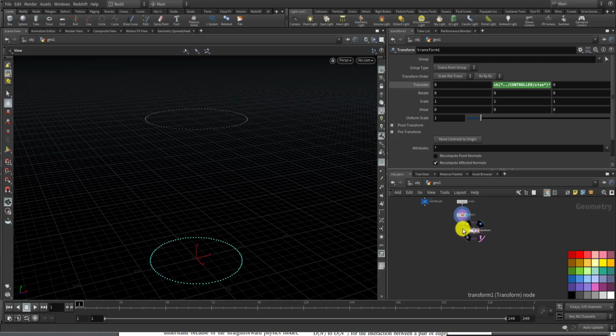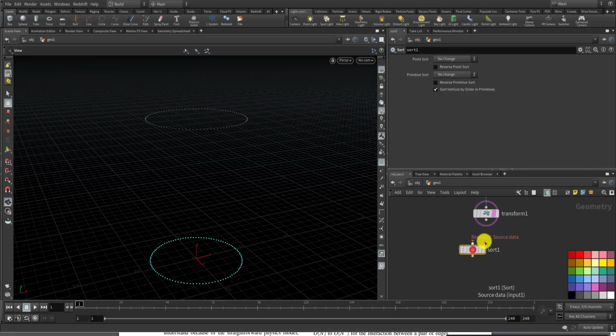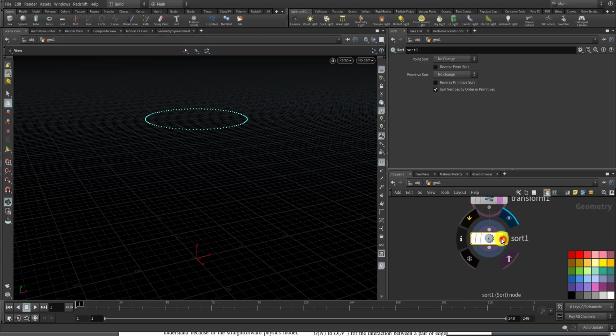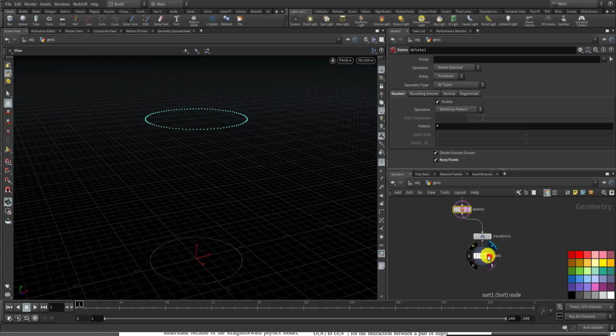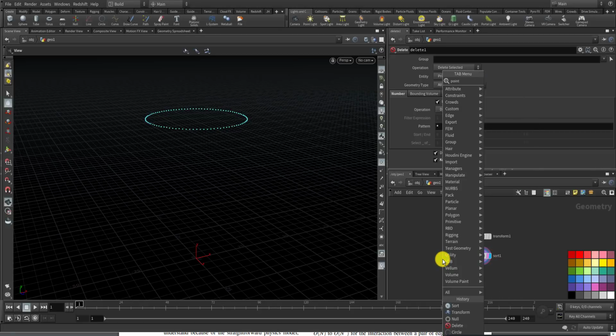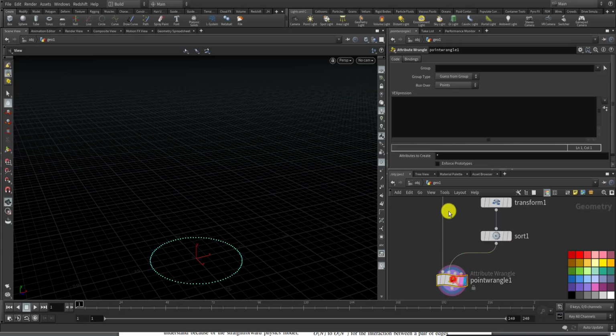So what I'm gonna do is make a sort node for the upward circle, then sort the points randomly. Then I could make a line connection between the bottom circle and the top circle. So I'm gonna just use a point triangle and connect the bottom and top together and make a line network.